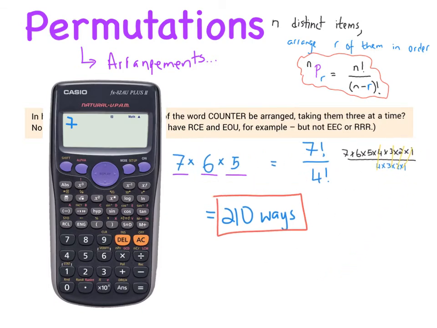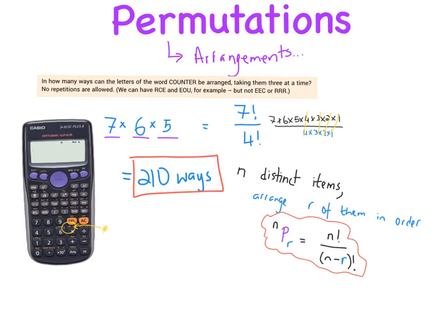But the most important thing we're taking from this is that any question where it says arrangements, we know we're going to use this nPr button, which we see here when we press shift and multiply on a Casio calculator. But its formula is also available like this: nPr is the same as n factorial over n minus r factorial, and we've seen exactly why that is in this byway.